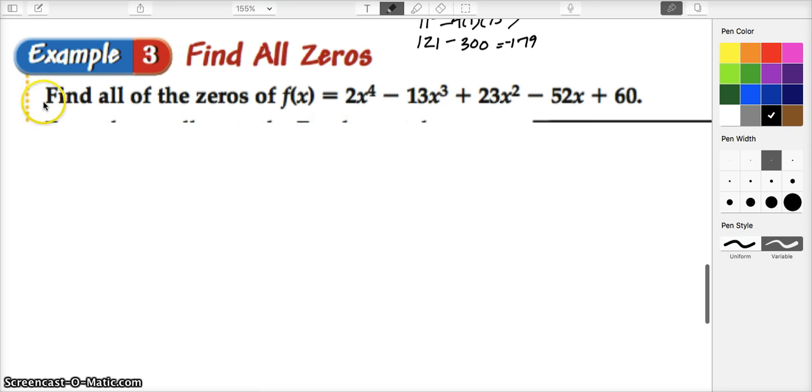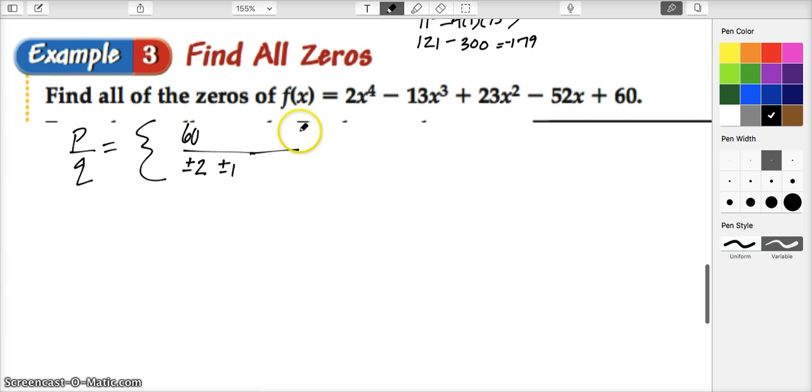You guys know what we have to do. We have to do our P and Q, rational root theorem, P over Q rather. So we need to take all of the factors of 60 and all of the factors of 2, which are pretty easy, plus or minus 2 and plus or minus 1, and all of the factors of 60, which would be 60 and 1 and 30 and 2.